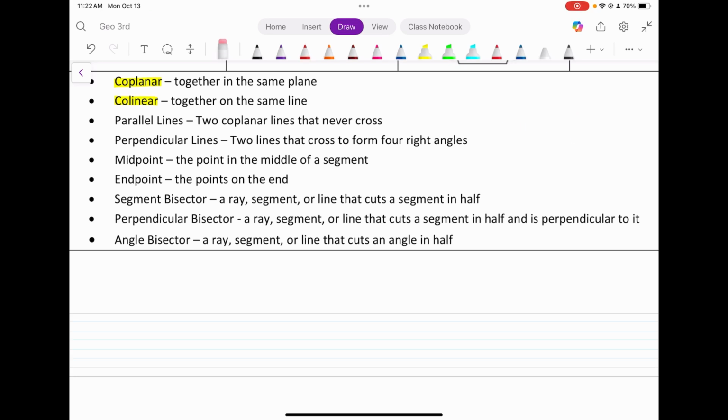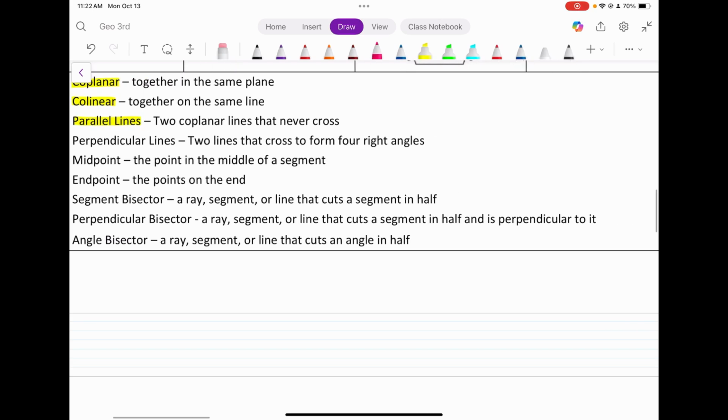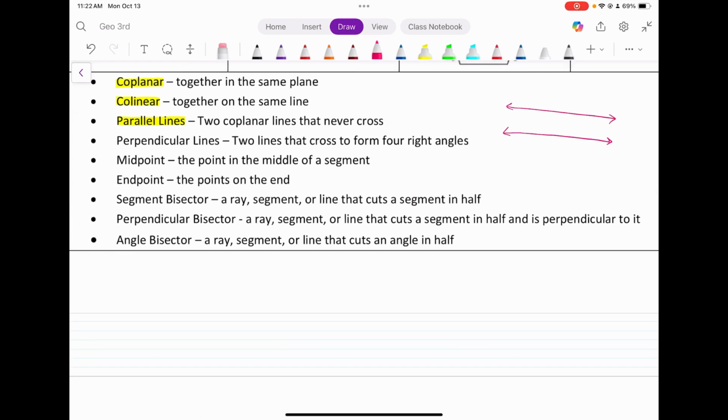2 lines are parallel if they are, again, in the same plane, but they never cross. They extend forever in the exact same direction. We find out later on that they'll also have the same slope when we talk about lines and graphs. But 2 lines are parallel if they're in the same plane and they never cross. A lot of times we'll put little arrows on them to denote that they are parallel.